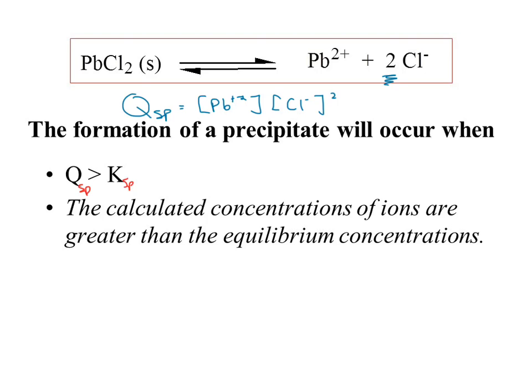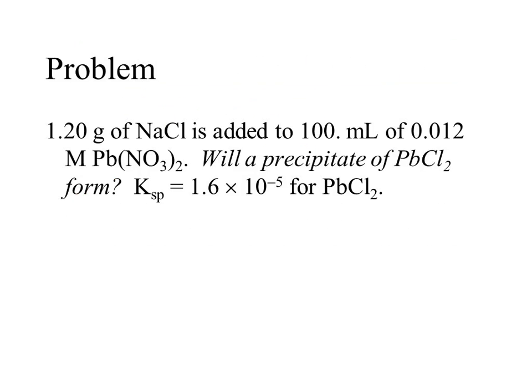So basically, we can take a snapshot of what sort of ions we have there. If our QSP is greater than our KSP, then we have too many, it's too big, so we have too much product. Products are stuff dissolved, so it's going to go back to form the solid. So that's why this says a precipitate will occur. Okay? I'm bad, like I said, at memorizing things, but I think through things fairly well. So let's work a problem.